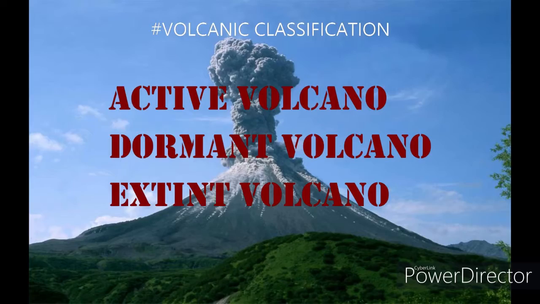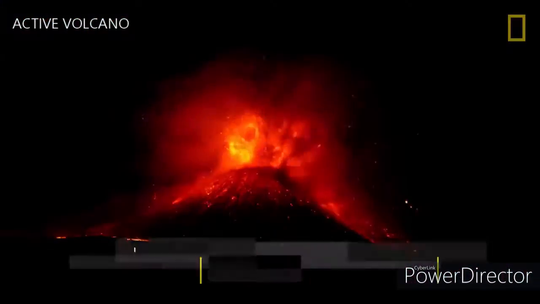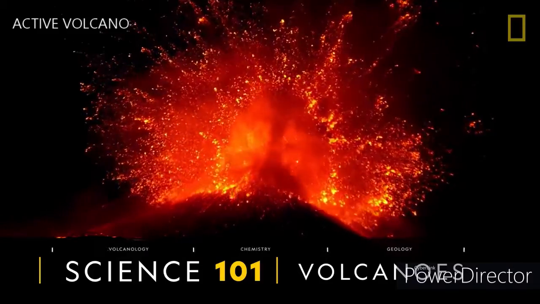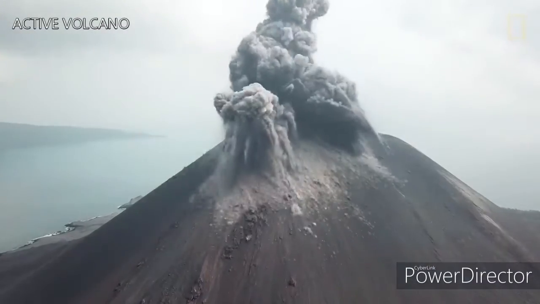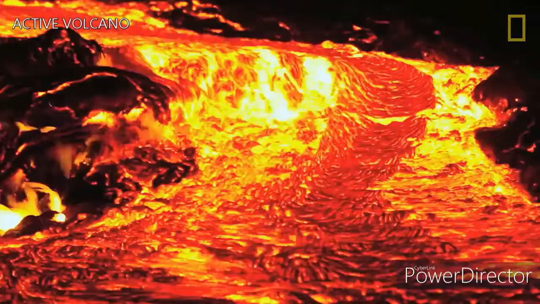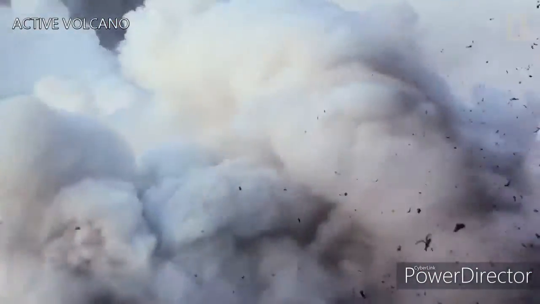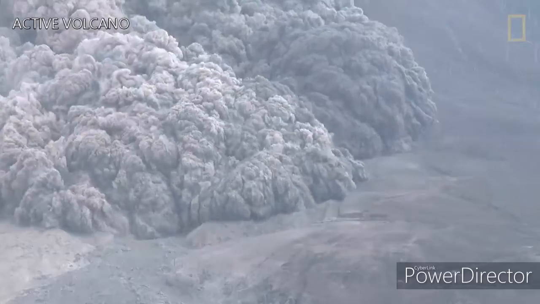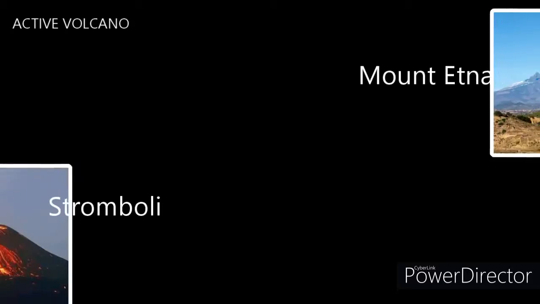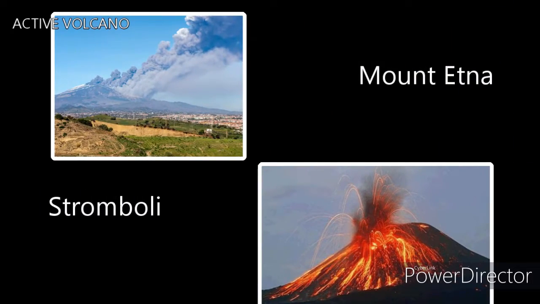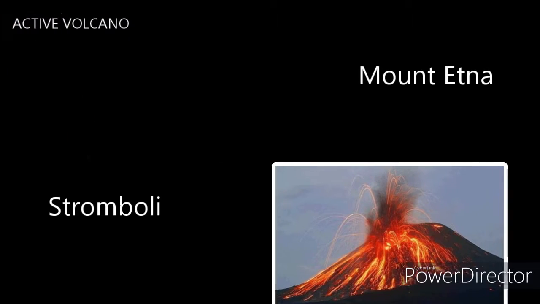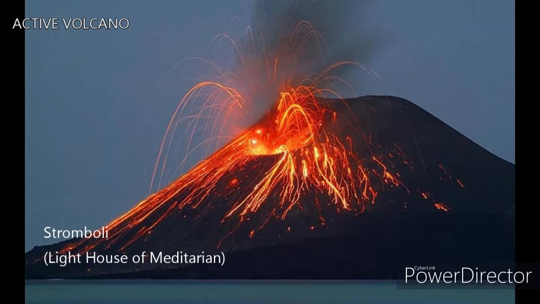As I said before, the types of volcanoes. Active volcano. These volcanoes constantly eject volcanic lavas, gases, ashes, and fragmented materials. It is estimated that there are more than 500 active volcanoes in the world. Etna and Stromboli are the most significant examples of this category. Stromboli is known as the lighthouse of the Mediterranean.